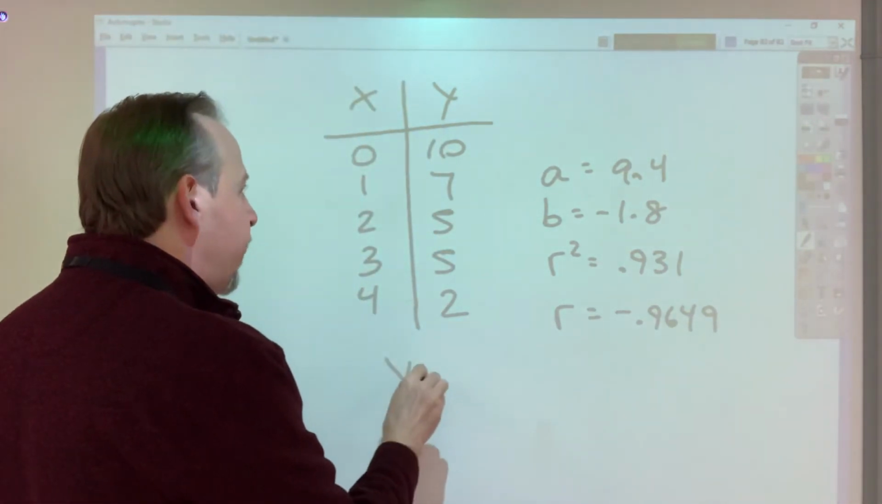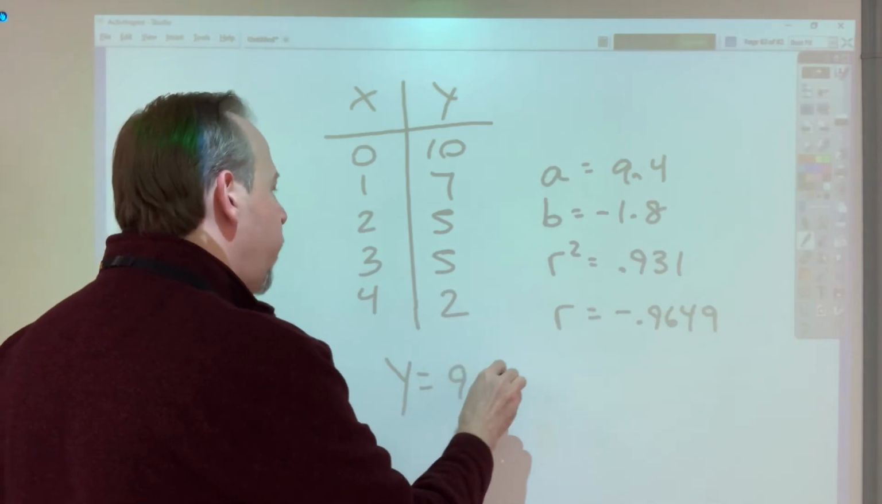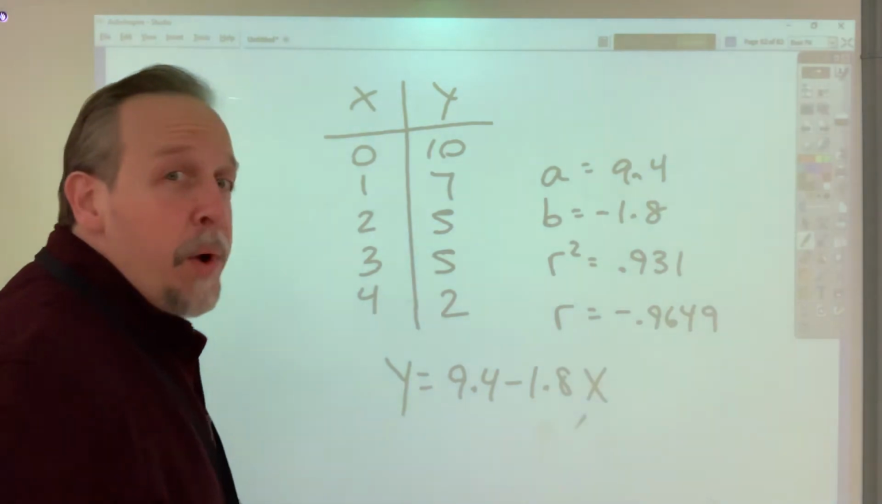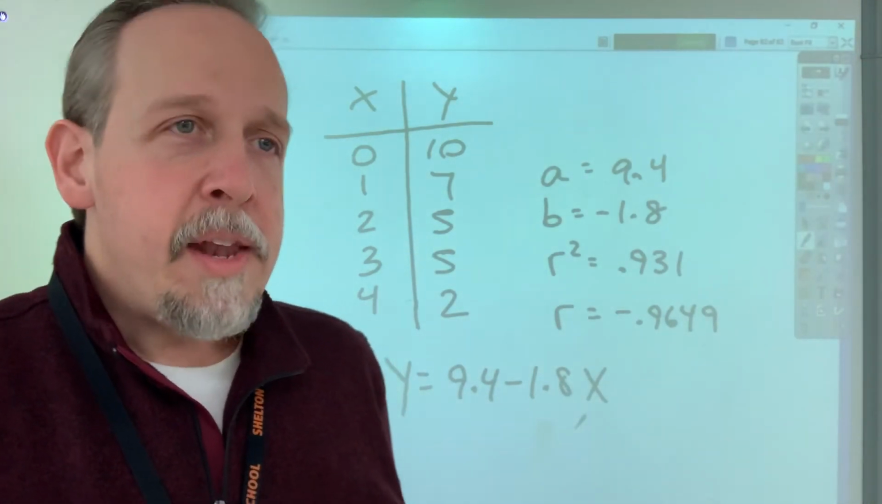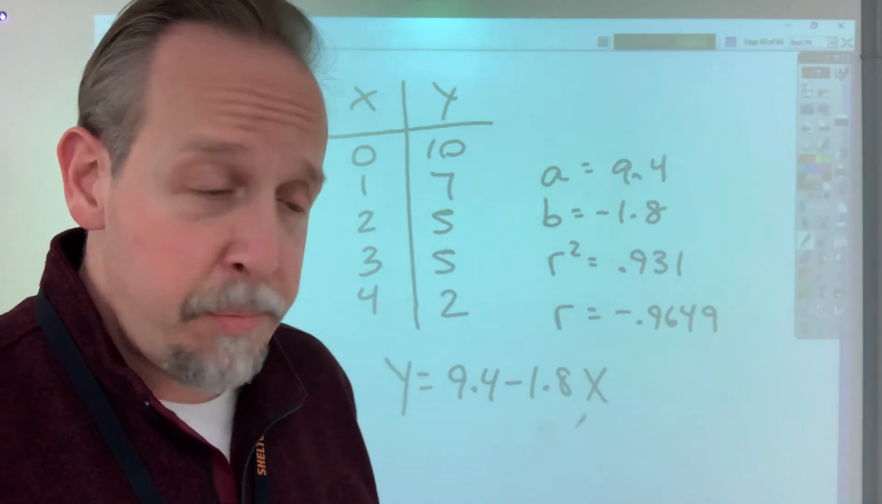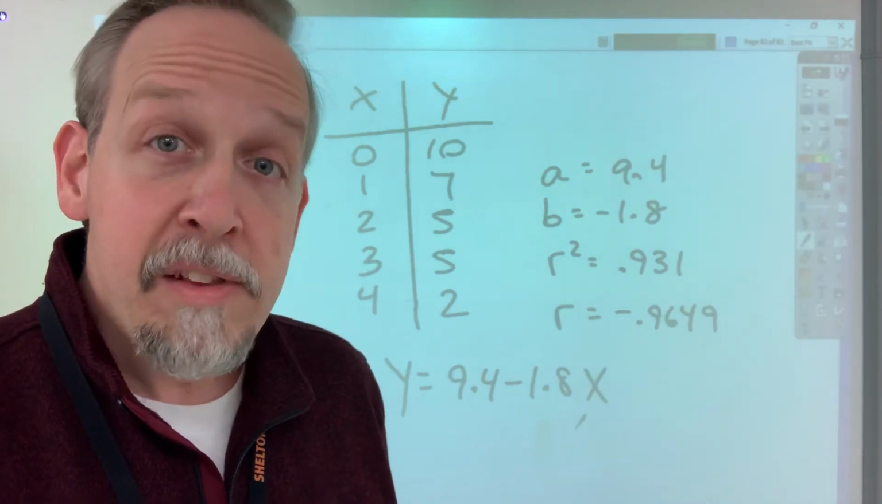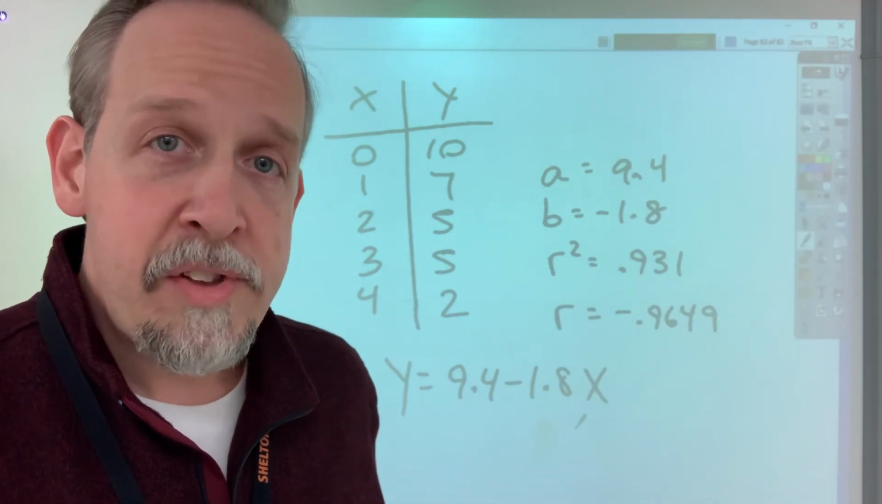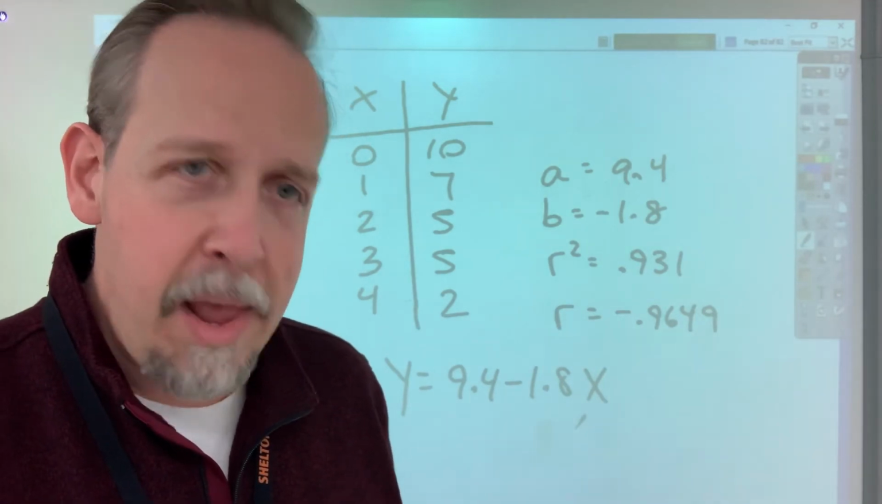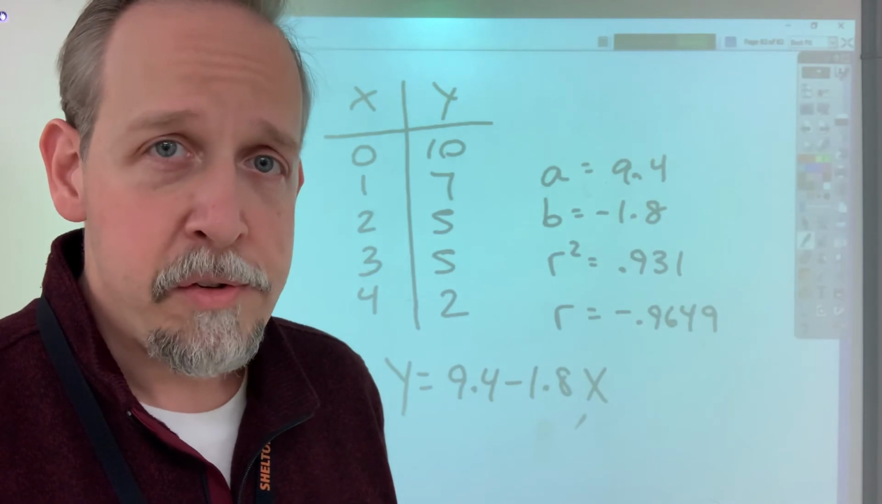This lets me put together the equation of the actual trend line, the LSRL. The equation is y equals 9.4 minus 1.8x. That's the equation of my trend line. Now the R value tells me its strength, and this was a negative, so it's a negative direction, 0.9649. That's exceptionally strong. So you want to say that when you describe the R value. It's a very strong negative linear correlation.